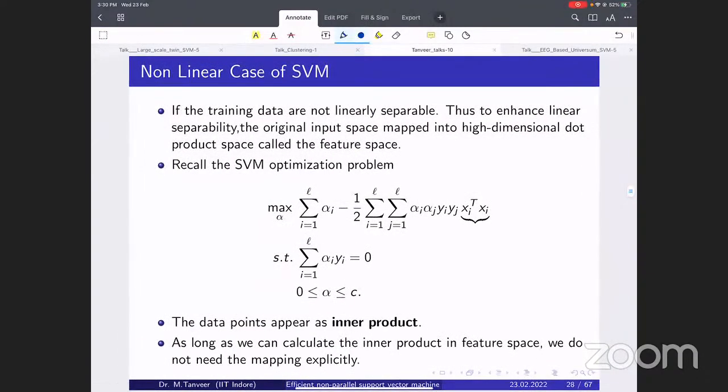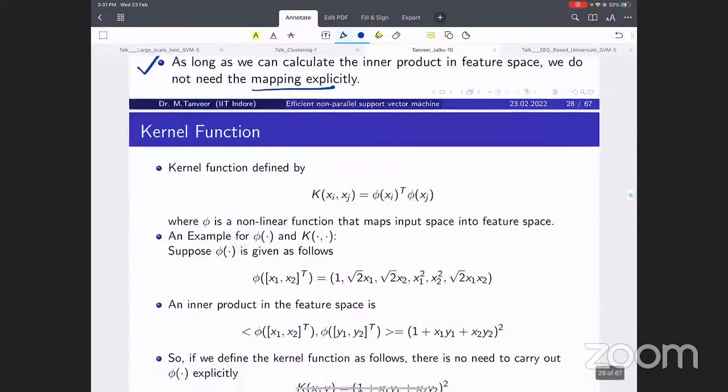If the training data are not linearly separable, to enhance linear separability the original input space is mapped into a high dimensional dot product space called the feature space. For the linear case, this is the inner product xi transpose xi. We can do the same thing for the non-linear case. One important note here: as long as we calculate the inner product in feature space, we do not need to explicitly mention the mapping.